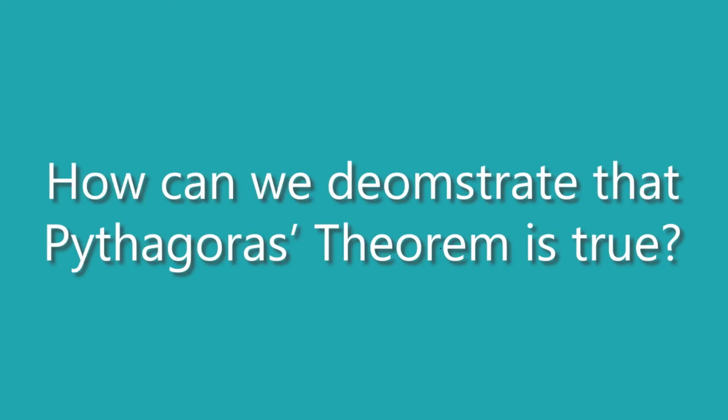But why can we use Pythagoras' theorem? And by that I mean, how can we demonstrate that Pythagoras' theorem is true? I'm going to demonstrate this using a visual proof made up of different triangles and squares. So let's start with a right-angled triangle. Let's label the sides A, B, and C.